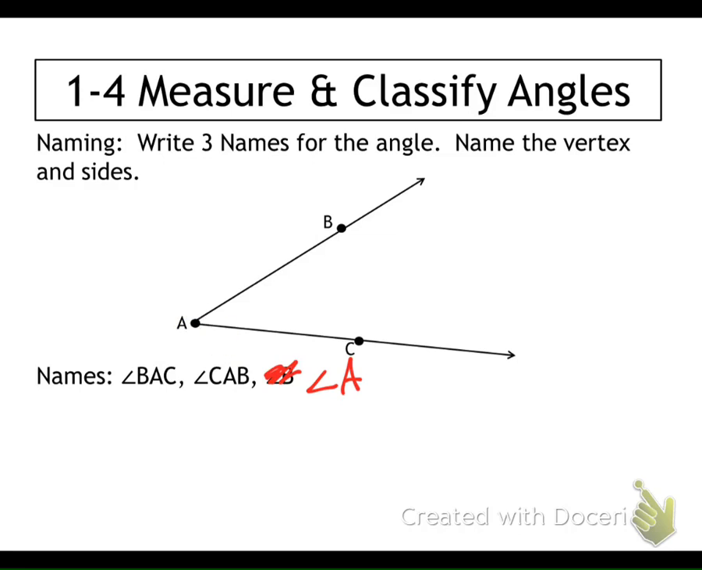Let's now name the vertex. Vertex is A. And then let's name our sides. Our sides are going to be these rays right here. So we're going to name them accordingly. Ray AB, and ray AC. Alright. That's pretty much it. So on your homework tonight, make sure you do it accordingly. Again, this is not angle B, this should be angle A. It's my typo. Moving on. 3, 2, and 1.